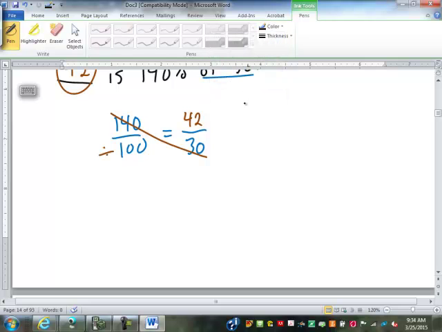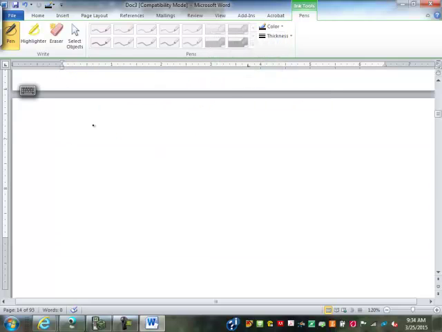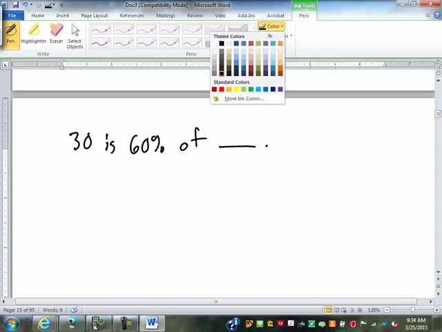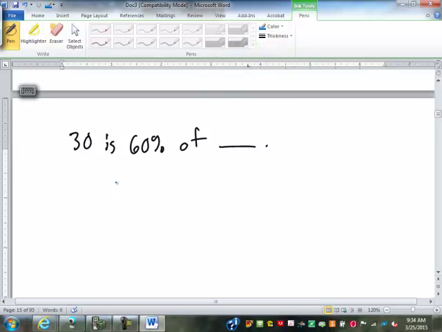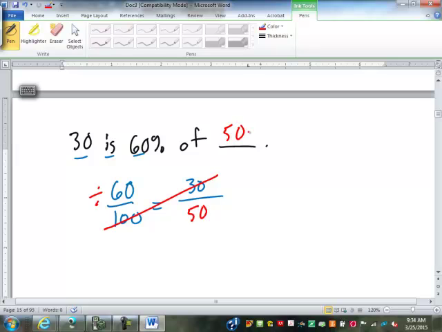Well, let's change things up a little bit. Let's see, 30 is 60% of what? Well, we still start out with the percent, 60%, 60 out of 100. Where's the 30 go? On top. 30 is 60%. The 30 goes with the 60 now. Cross multiply and divide. 100 times 30 divided by 60 is 50. So 30 is 60% of 50.